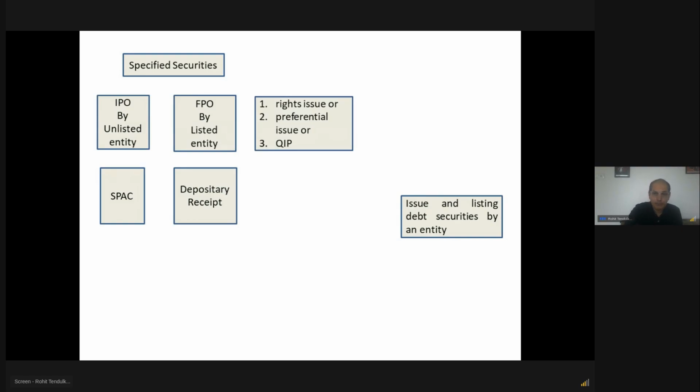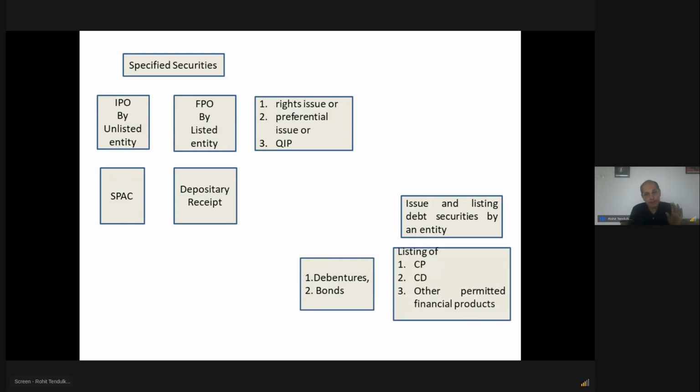Now, in issue and listing of debt securities, we have debentures, bonds, and short-term products like commercial papers, certificates of deposit, and other permitted financial products. These can be listed on the stock exchange in IFSC.